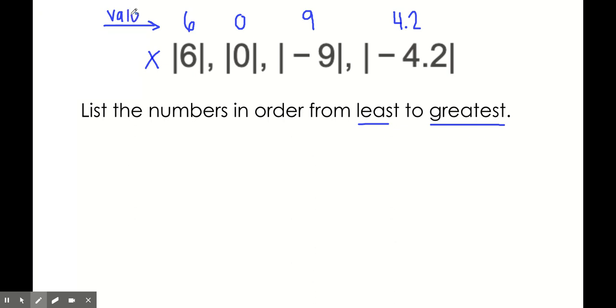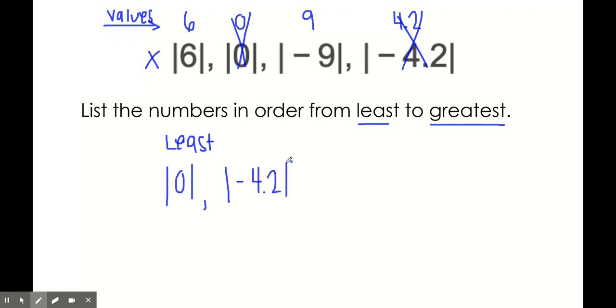So looking at the values that I have, I can see that 0 is my smallest number. So I would list that as absolute value of 0. That is my least. Then from the 3 I have, 6, 9, and 4.2, my next smallest number is down here at the end, the absolute value of -4.2. So even though it's negative when it's written like this, we know that the value it represents is 4.2.